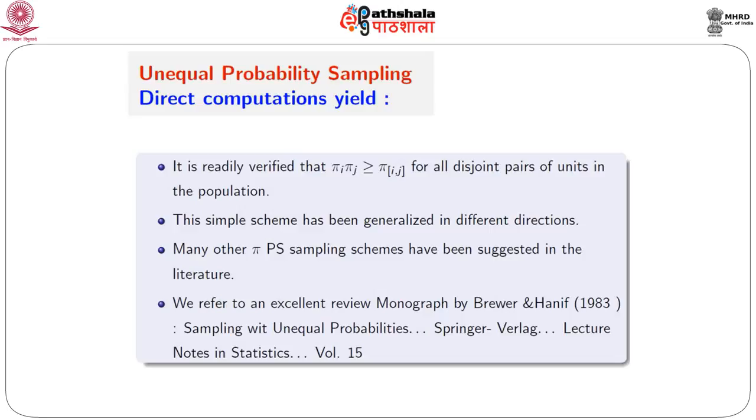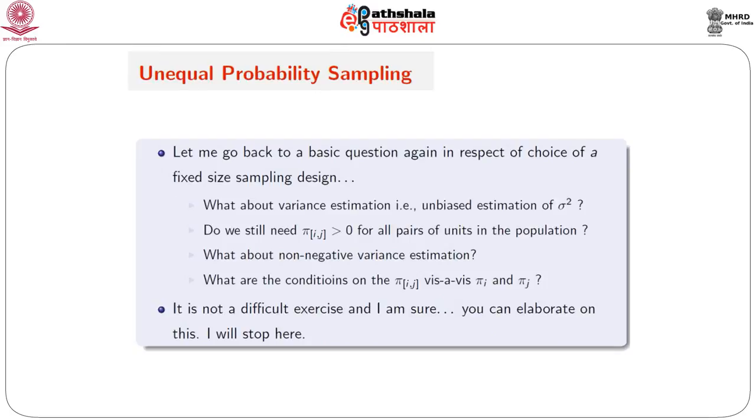And for such a scheme, it is a routine exercise to work out pi ij. You can see that pi ij is positive, and you can verify readily that pi i times pi j is greater than or equal to pi ij for all distinct units in the population. This sampling scheme has been generalized in different directions. Many other PIPS sampling schemes have been suggested. Let me go back to the basic question again in respect of choice of a fixed size sampling design.